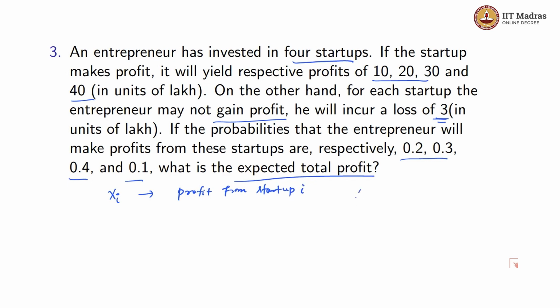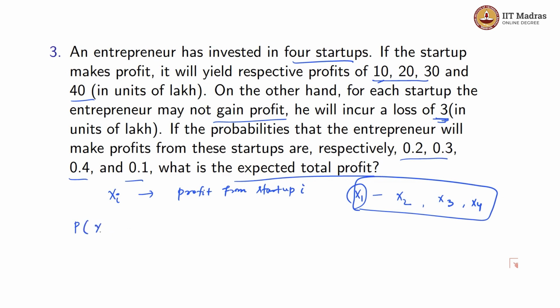That means if you talk about x1, this is nothing but the random variable that denotes the profit from startup 1. Similarly, profit from startup 2, profit from startup 3, profit from startup 4. And if he incurs a loss, we can treat that as a negative profit. So if we talk about random variable x1, there are 2 possibilities. Either he can make a profit of 10 lakh or a loss of 3 lakh.